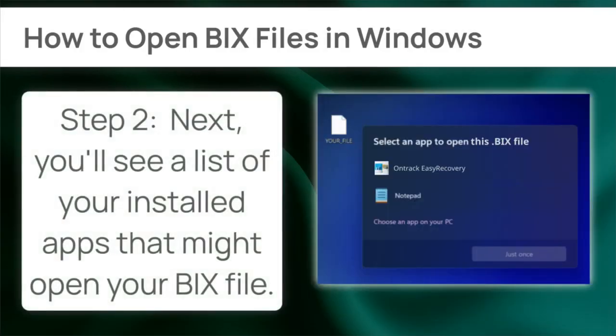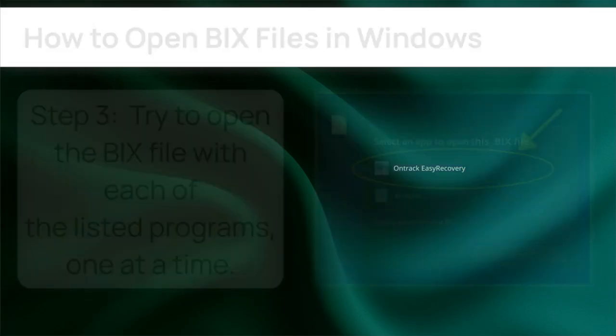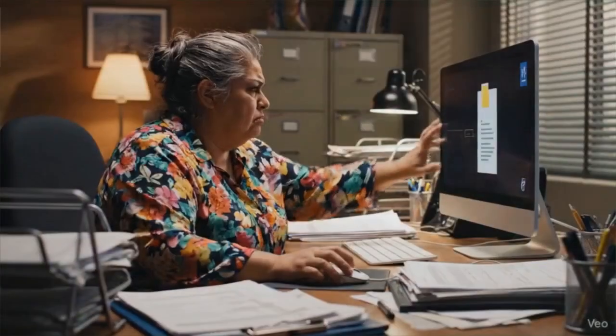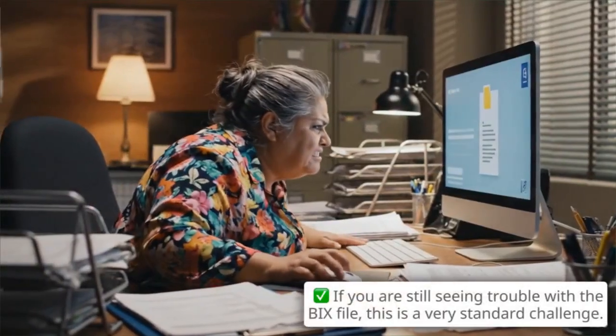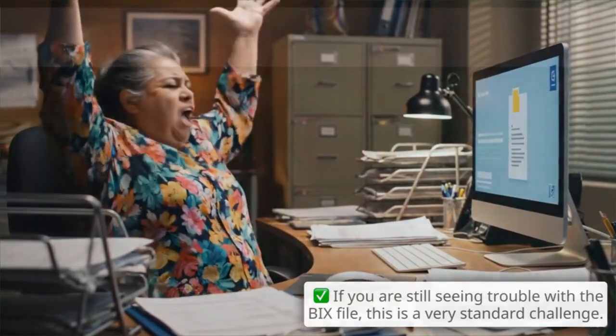Right-click it and choose Open With. Start with Ontrack EasyRecovery if available. If not, select another application from the list. When your BIX file isn't responding, don't worry, it's typical. This is where the real troubleshooting begins. Let's challenge the file by testing these known weak points to find out where the error is coming from.